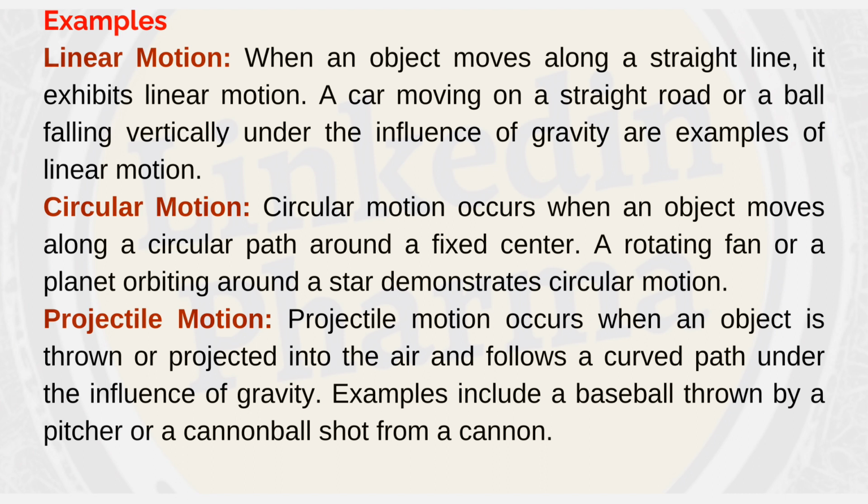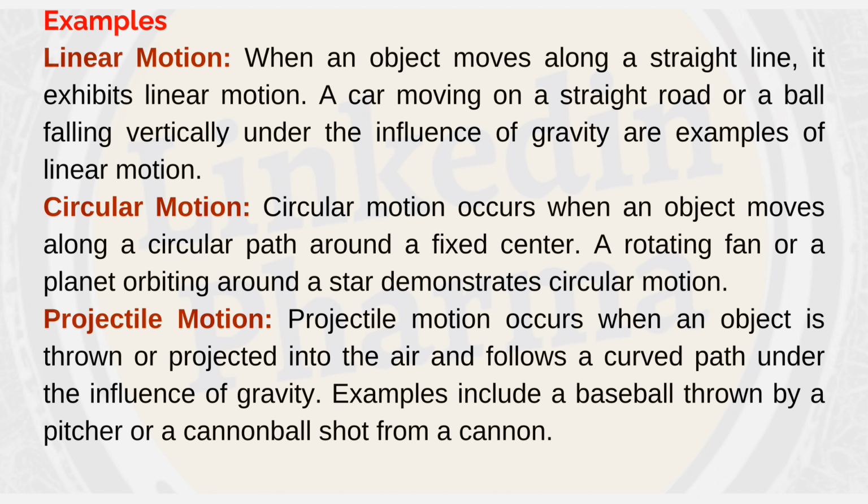When an object moves along a straight line, it exhibits linear motion. A car moving on a straight road or a ball falling vertically under the influence of gravity are examples of linear motion. Circular motion. Circular motion occurs when an object moves along a circular path around a fixed center. A rotating fan or a planet orbiting around a star demonstrates circular motion.